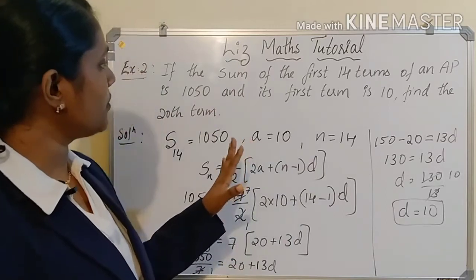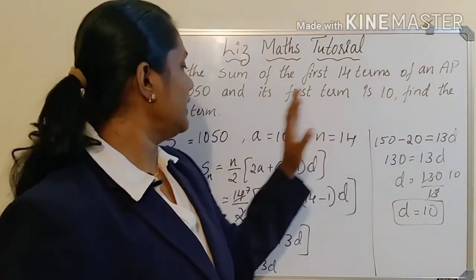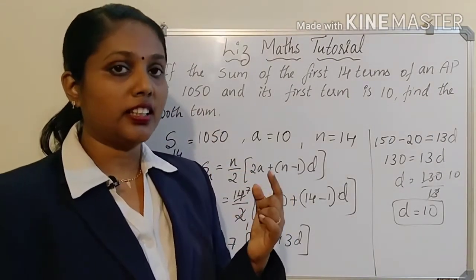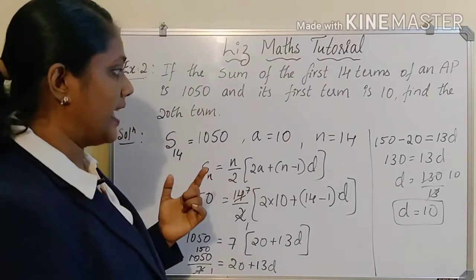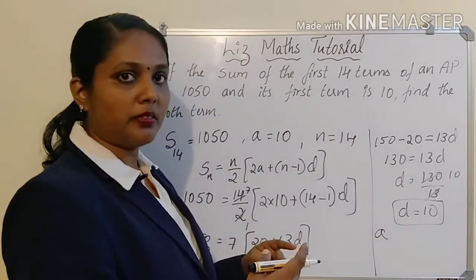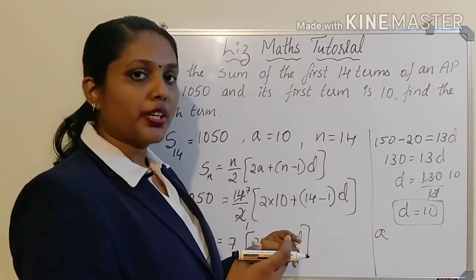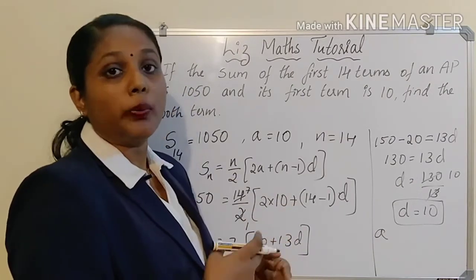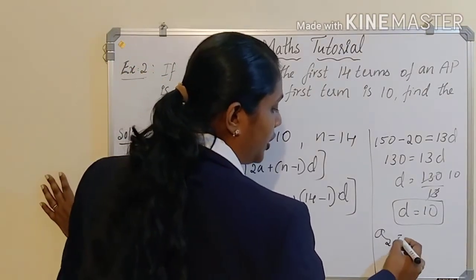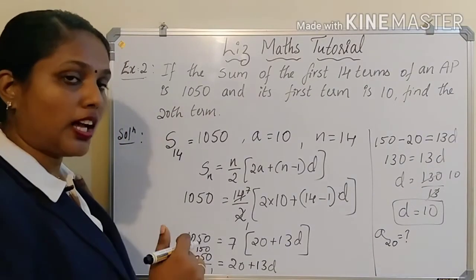Now what they asked you to find out? Now they asked to find the 20th term. The 20th term, that means A, you are taking the 20th term. First term is A1, second term means A2. So similarly you know how to find out the 20th term. Got it? That is nothing. A20 you have to find out. A20, the 20th term, is how much.